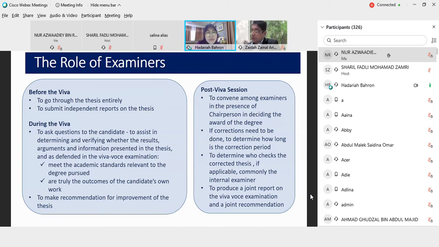And after the Viva, before giving the results, the examiners are expected to convene in the presence of the chairperson in deciding what award should be given to the candidate, what corrections need to be done, how long the correction period is, and who checks the corrected thesis, if applicable. Usually people will agree that it is the internal examiner's duty to check the corrected thesis. And finally, they produce a joint report on the Viva-Voce examination and a joint recommendation. So that is the role of the examiner.